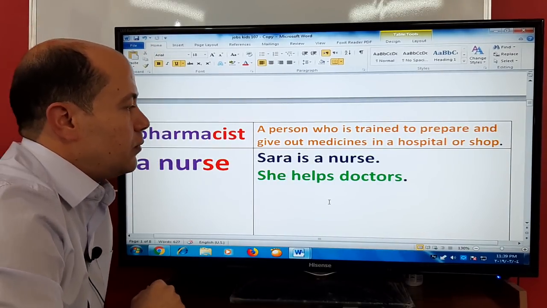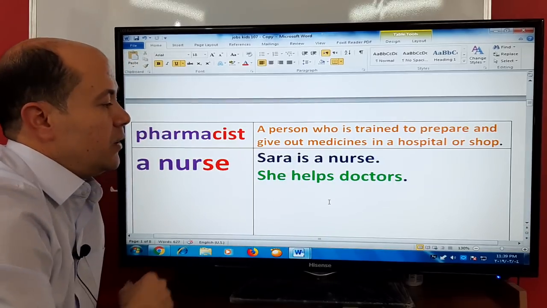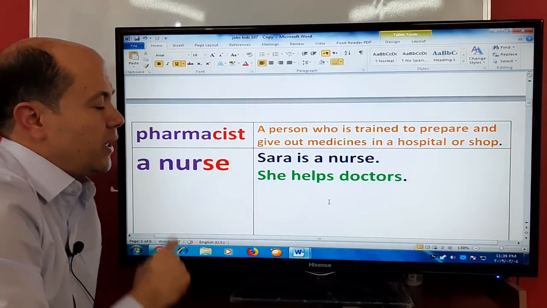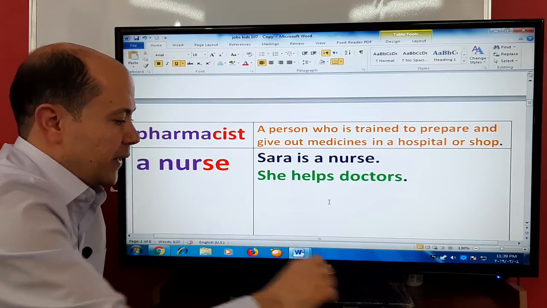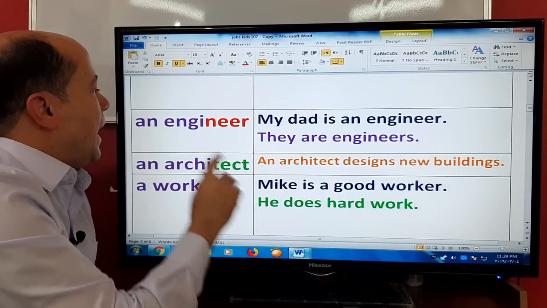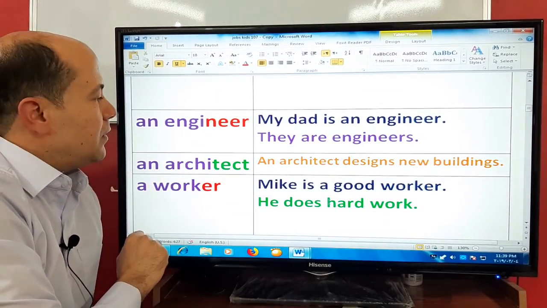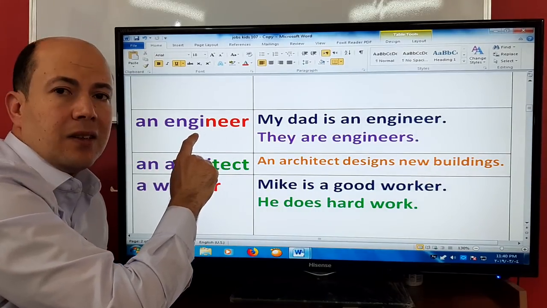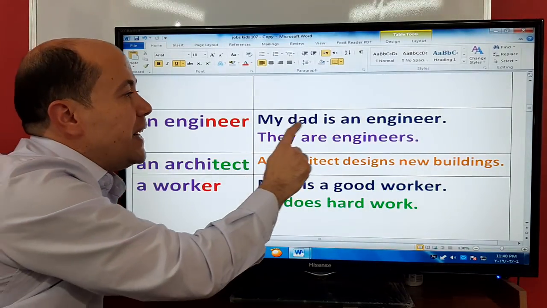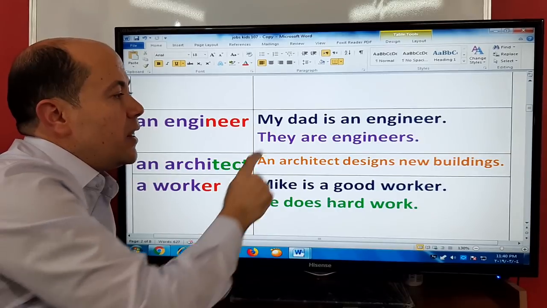A nurse, Sarah's a nurse, ممرضة. She helps doctors, هي بتساعد الدكاترة. Yes. An engineer, an engineer, مهندس. My dad is an engineer, they are engineers.